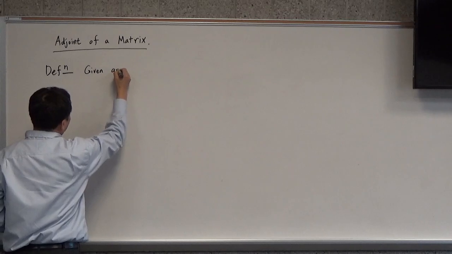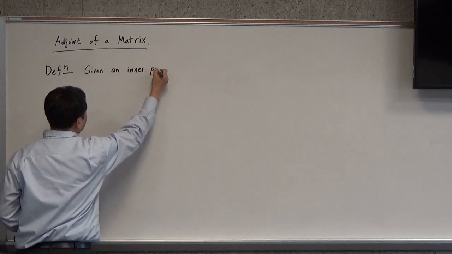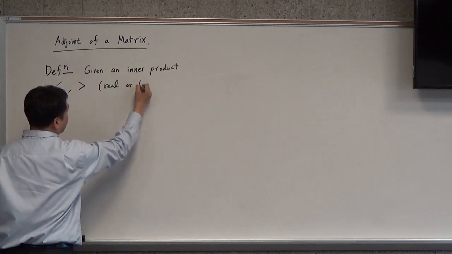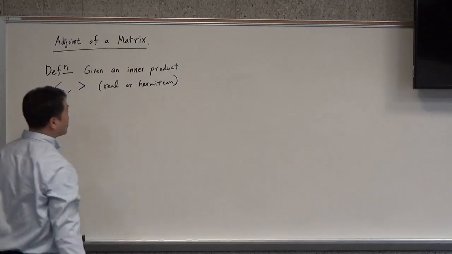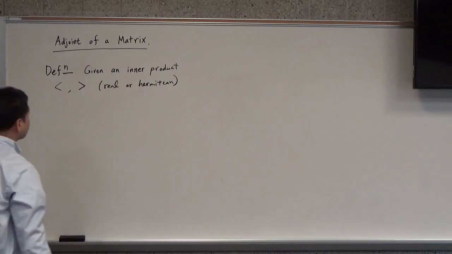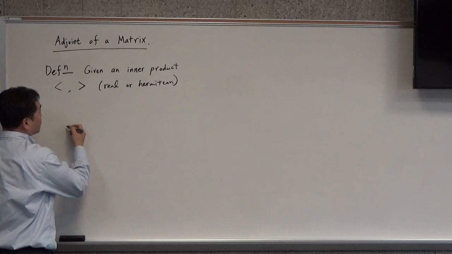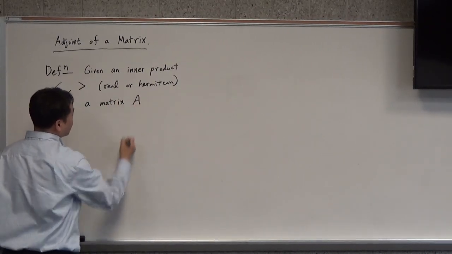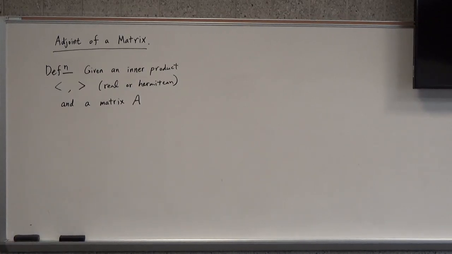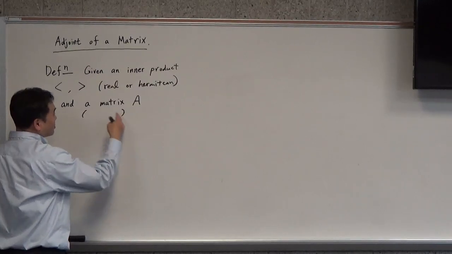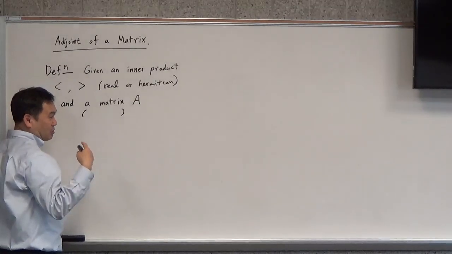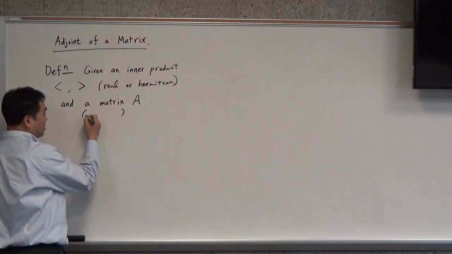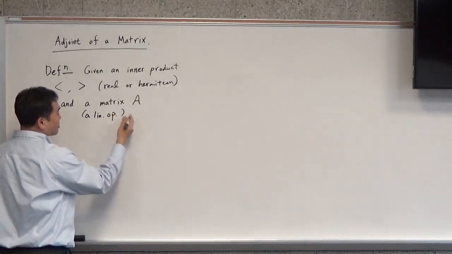Given an inner product, so a real inner product or Hermitian, and a matrix A. I'm talking about matrices here because I'm just being practical, but matrices are the matrix representation of a linear operator under some basis, right? So it could actually be a linear operator. A could be a linear operator, okay?